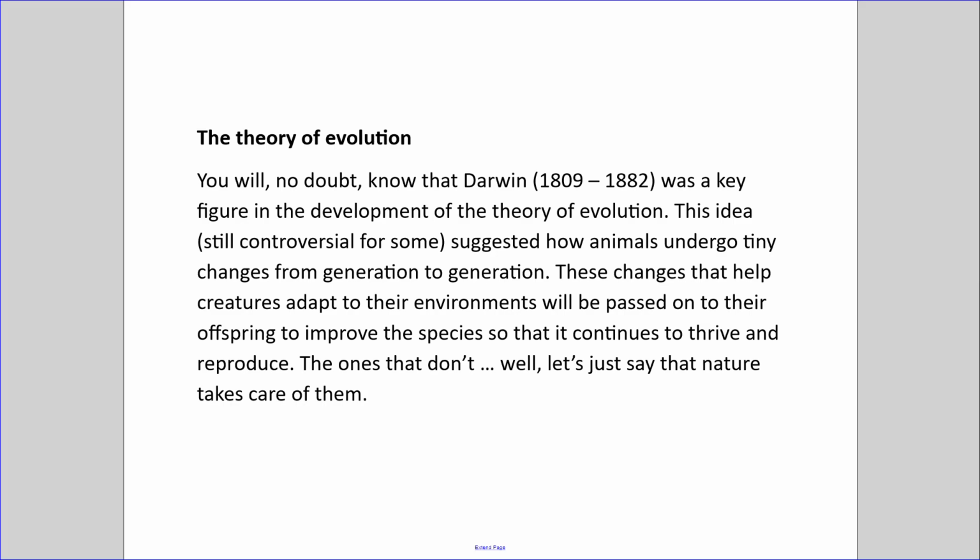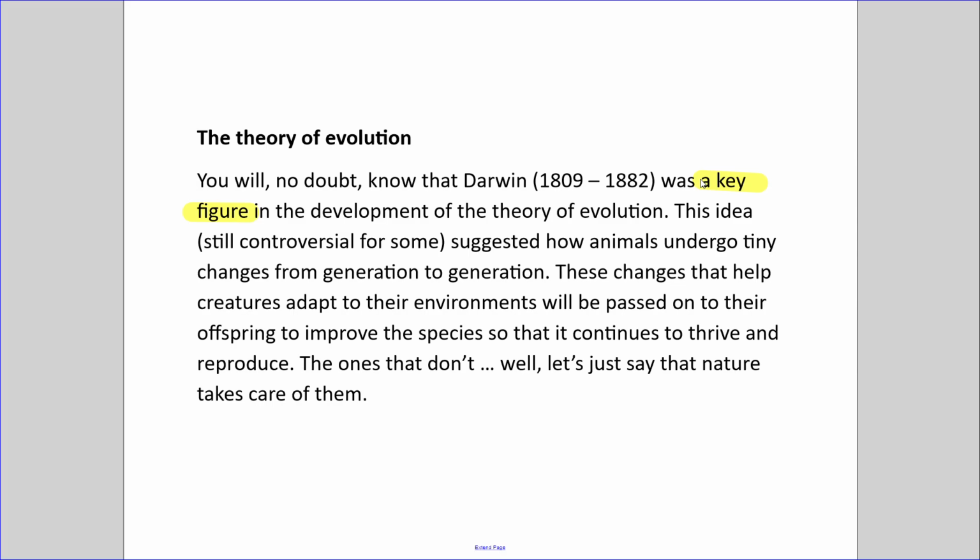The theory of evolution. You will, no doubt, know that Darwin, from 1809 to 1882, think about what those dates might mean, was a key figure in the development of the theory of evolution. So they're assuming that you've already done the science lesson. Obviously, you'll know about Darwin. We've mentioned him in science before. And he was a key figure in the development of the theory of evolution. So he wasn't the only person looking at evolution, but he was one of the most important people.